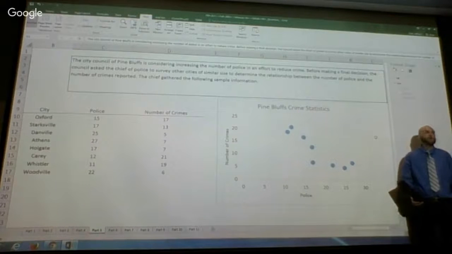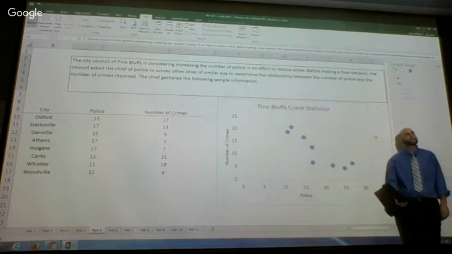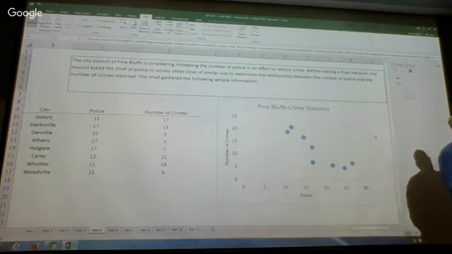Which one's the independent, which one's the dependent variable? Julia? Police is independent, crime is dependent.